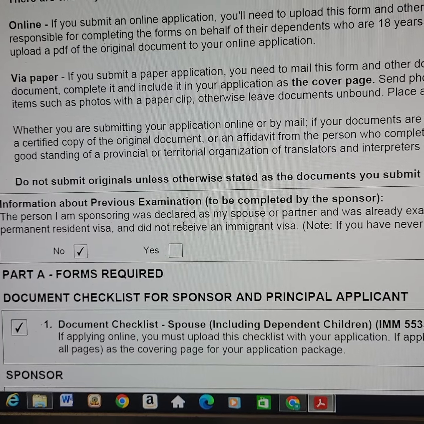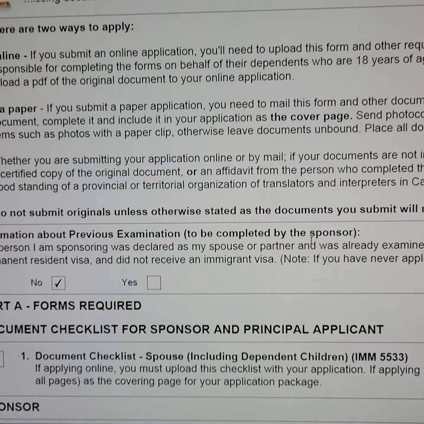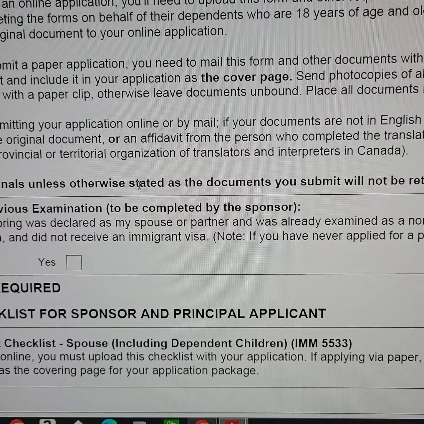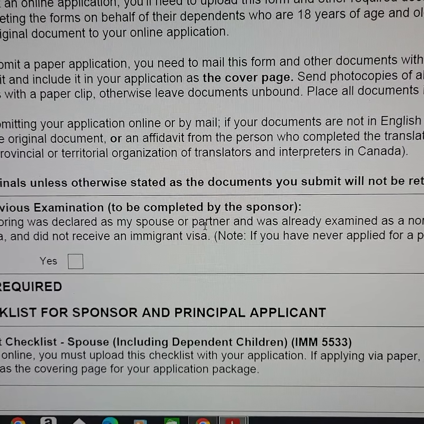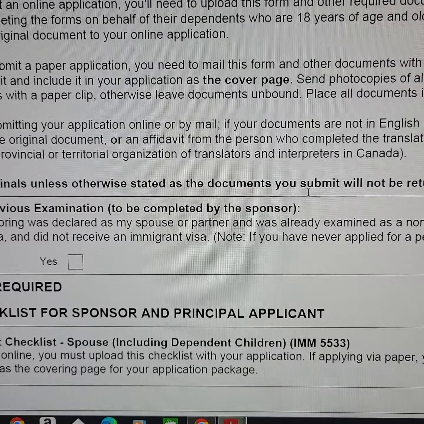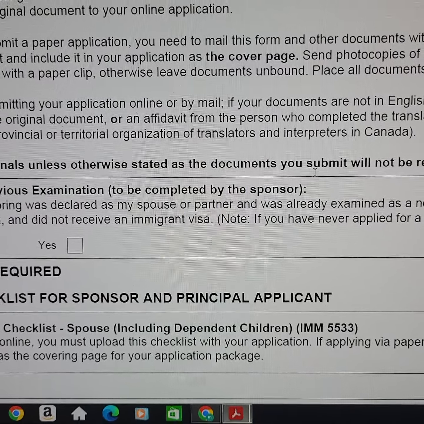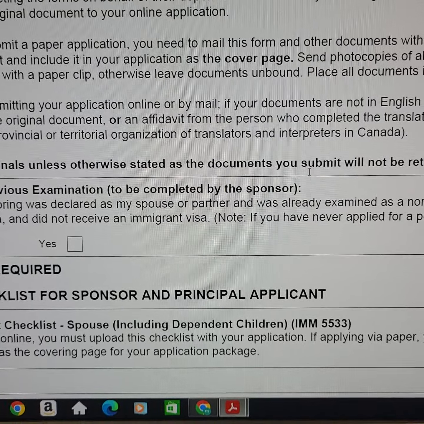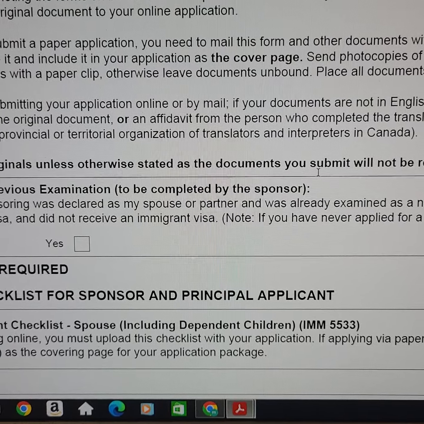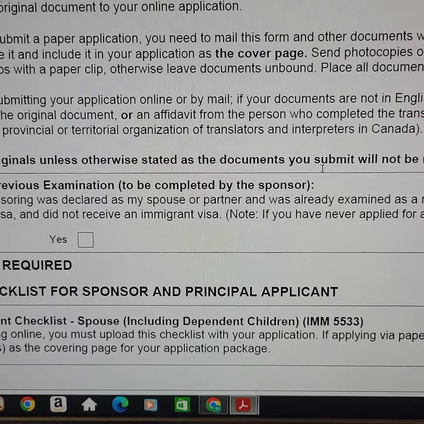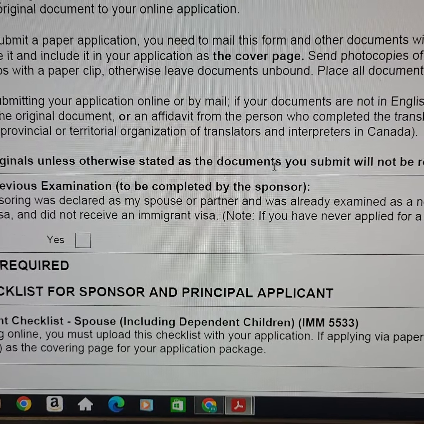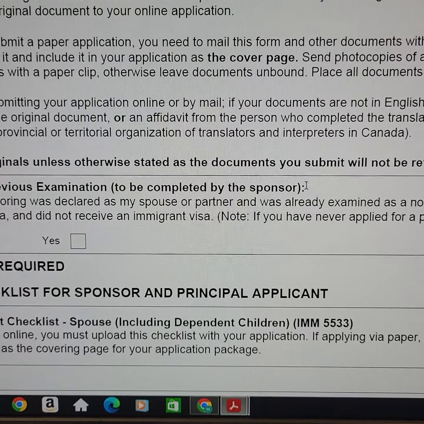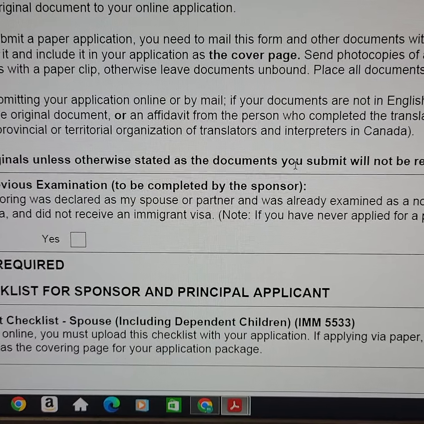Information about previous examination to be completed by sponsor. So each part of the form explains who needs to fill out this part. So in my previous video, I explained that there's two sets of forms, one for the sponsor and one for the applicant, the principal applicant. But when you look at it, at the end of the day, all the forms are intertwined, they're mixed, so they need to be filled out by both people.